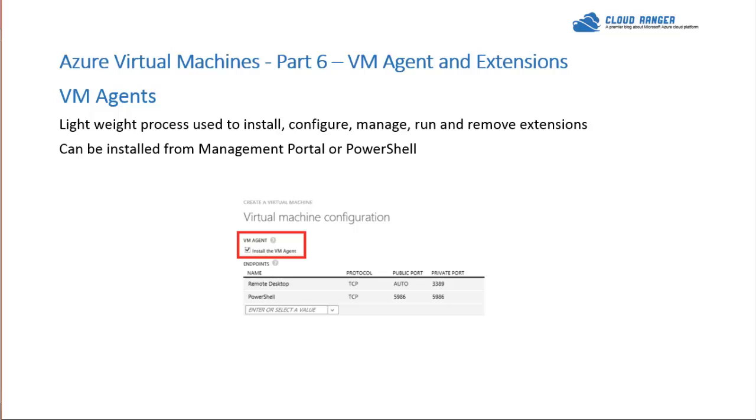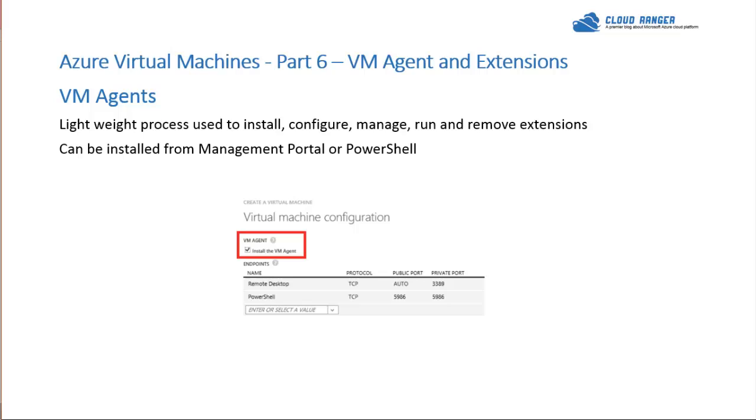VM agents are something we have already looked into while we were building virtual machines from the management portal, but you may not have paid so much attention to what it was. It's a lightweight process that's used to install, configure, manage, run, and remove extensions. I'll get to what extensions are in a bit, but that's what the VM agent does. It forms the conduit from where extensions are deployed, or it can be used for doing various things that can be done on an extension.